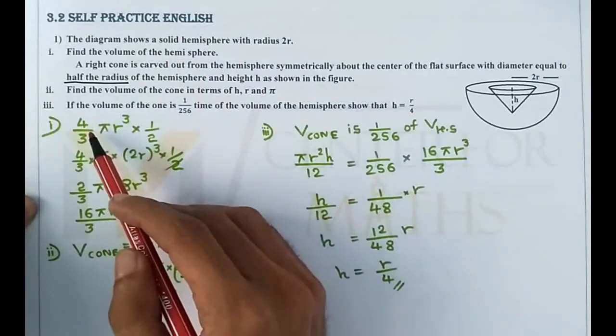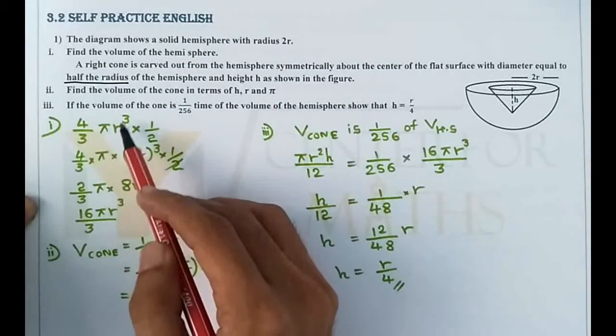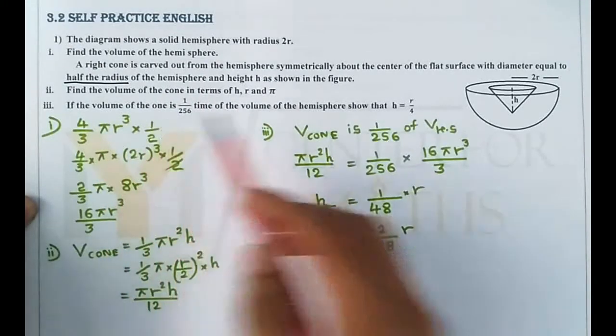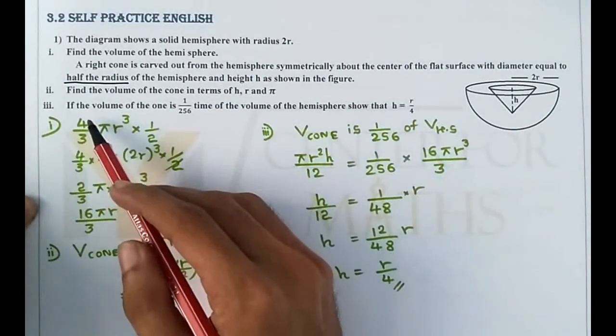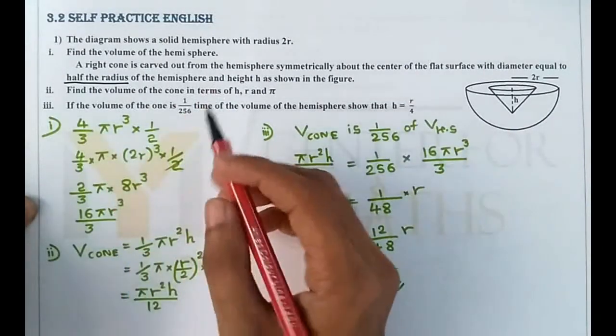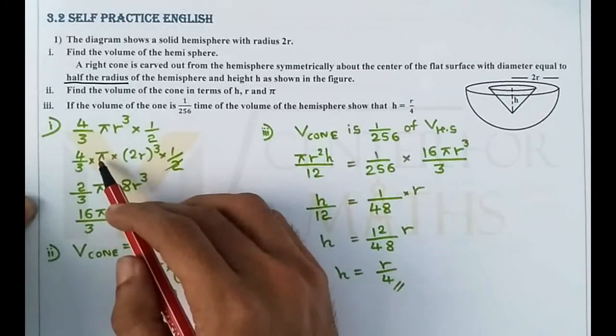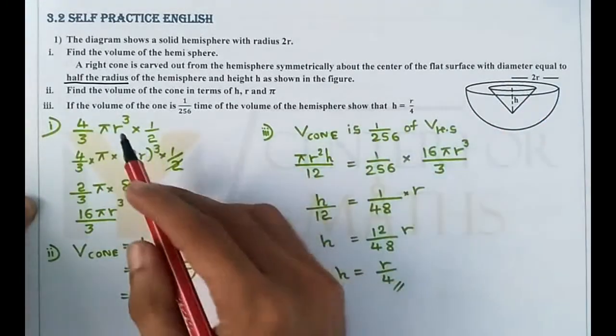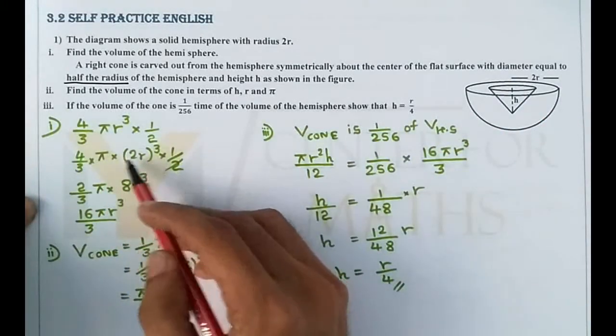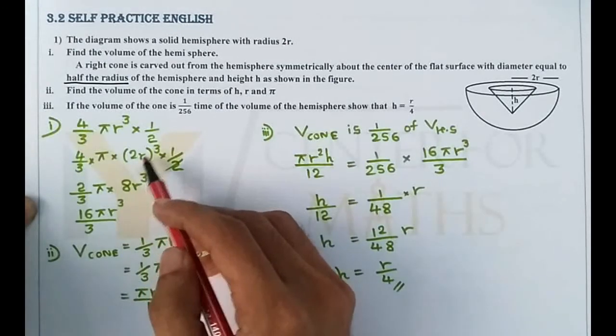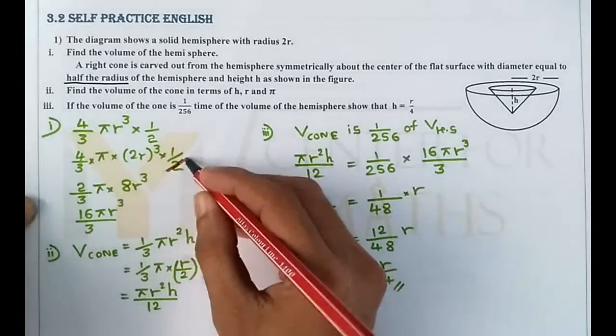So how to calculate that? Here the formula is 4/3 πr cube into half, because it's a hemisphere. If not, you can mark directly 2/3. That's not a problem. Okay, right. So now 4/3 π, and the radius is 2r. That's not just r, this time it's 2r, so that's why I substitute the value 2r there to the power 3. And thereafter we can simplify that.